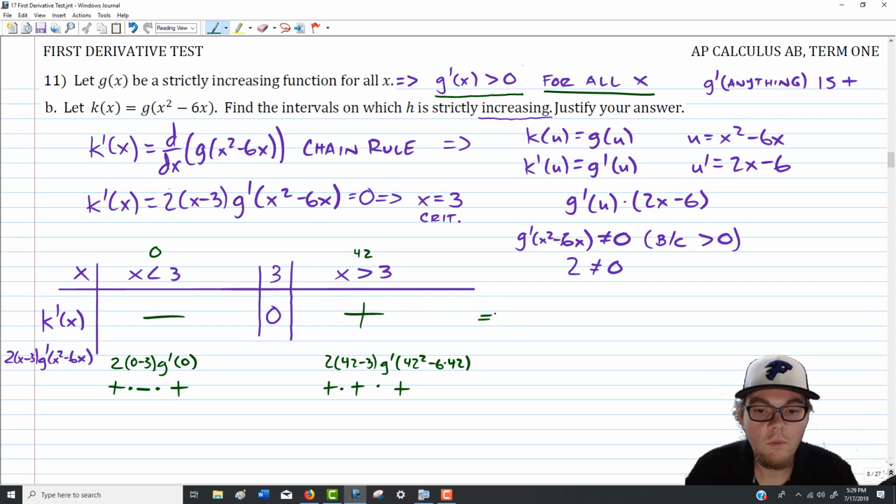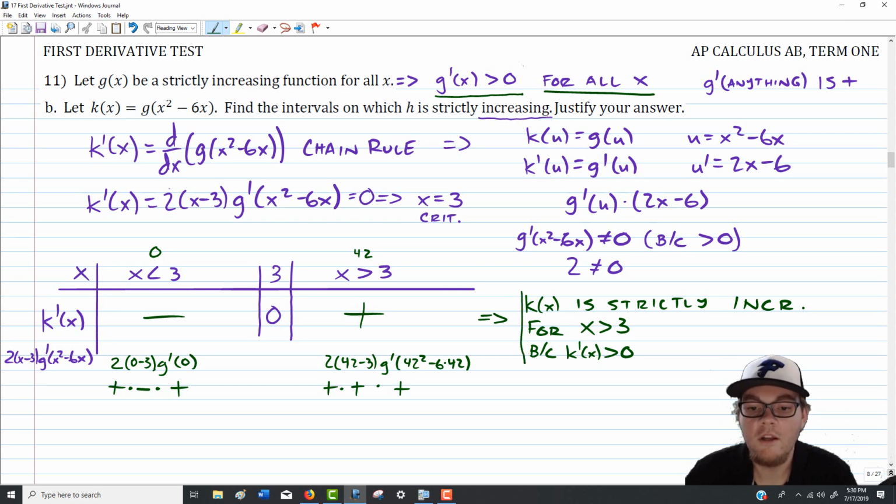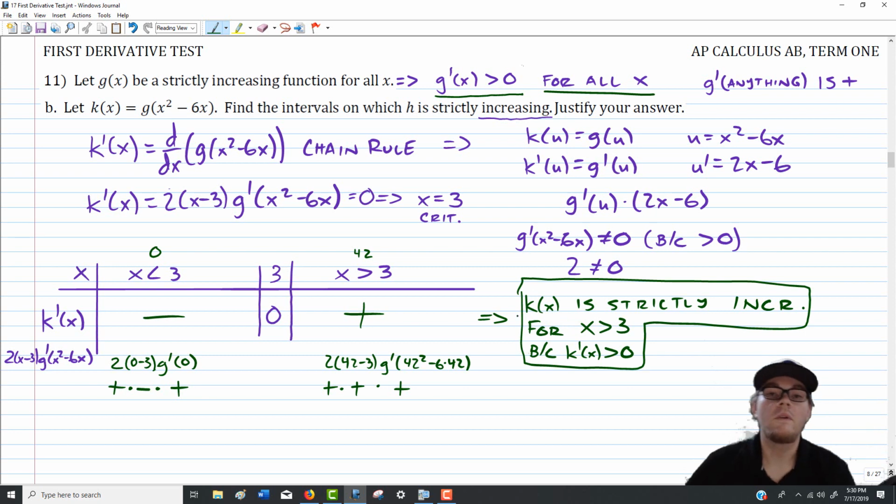And given that information, we're able to finish up this problem and state that k of x is strictly increasing for, what do we say? X greater than 3. And our justification is really all of the work we've done up to that point, but you could say something kind of snarkily simple, like because k prime of x is greater than 0. And I would argue that that's a really good finishing piece because of the fact that we've done all that justification and explanation up top.